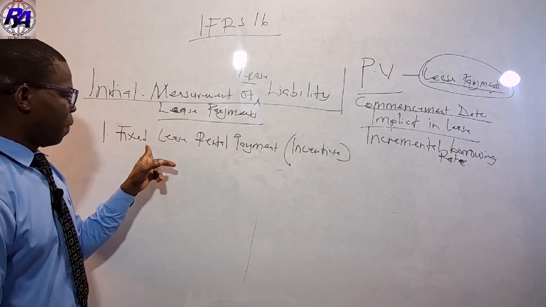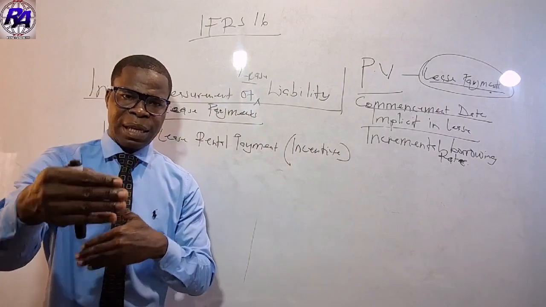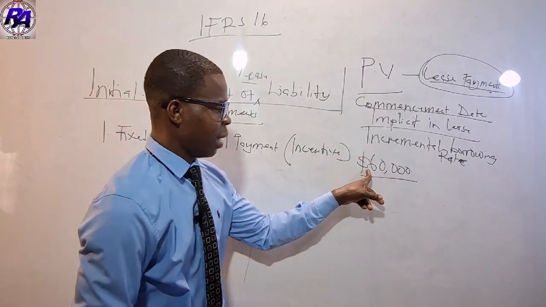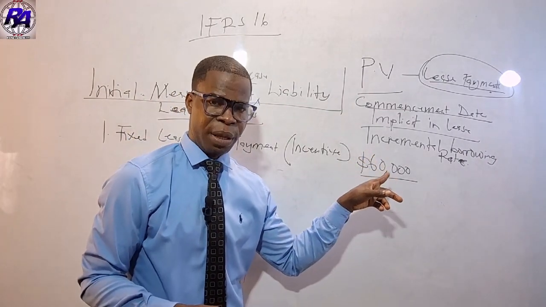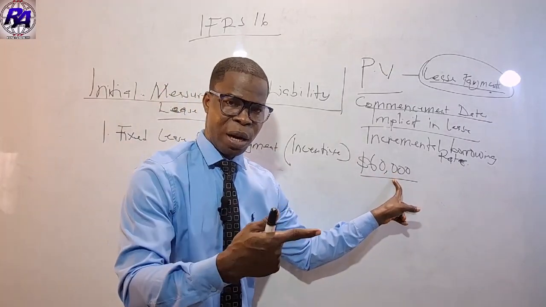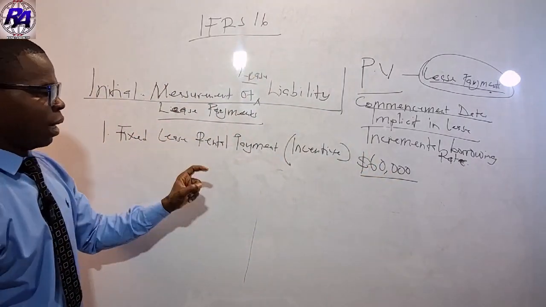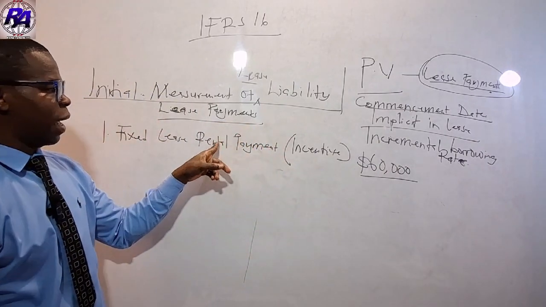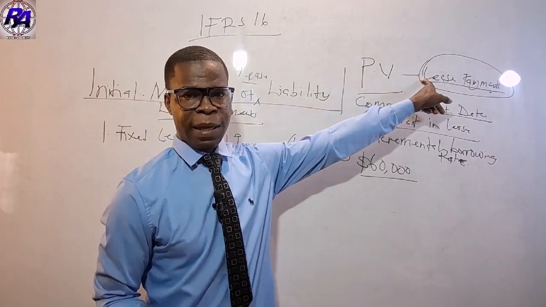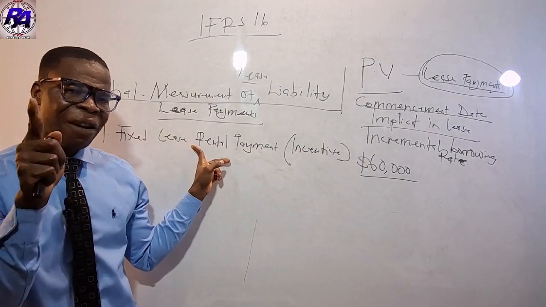So the fixed lease rental payment is the payment that the lessee is going to pay periodically. For instance, in the scenario I gave earlier, the 60,000 the lessee is going to pay over the lease term of 3 years is going to be the same for year 1, year 2, and year 3. That's why it's referred to as fixed lease rental payment. This was one of the lease payments. But please take note of the statement here.